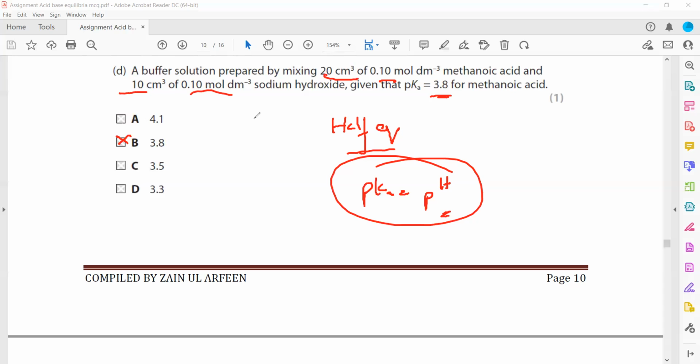The hydrogen ion concentration we can find by using the antilog. So the idea is that when half of the acid is used up and we have the same amount of salt present, at that time pKa is always equal to the pH of the solution. Is this one clear?